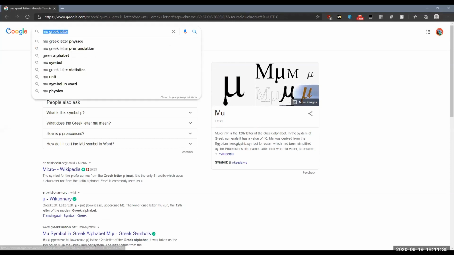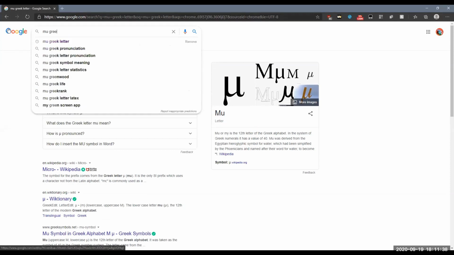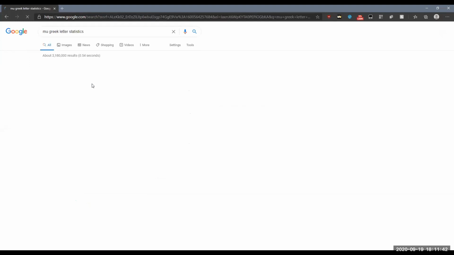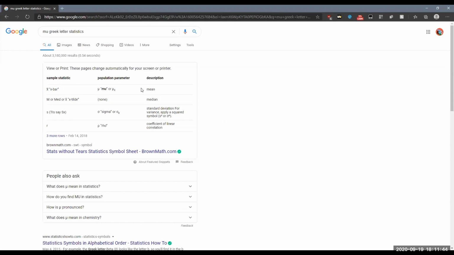Like if I look up mu, Greek letter, statistics, look at that. The third result is statistics because it's used in statistics. If you have x bar equal to mean, this is x bar, and this is mu, which is equal to mean. So that's mu. It's used in stats. It's just a variable, a symbol.